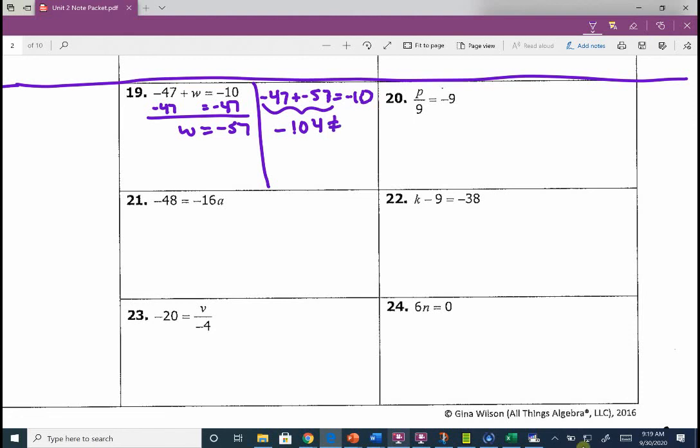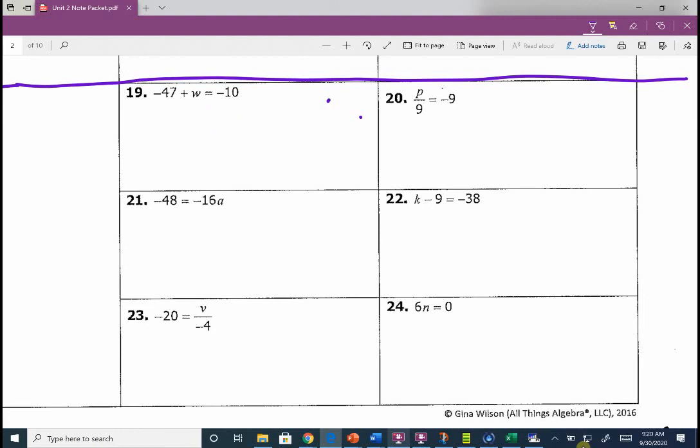Our goal, remember, is to get the variable by itself, so we've got to get the w by itself. In order to do that, I need to move the -47 to the other side. So the inverse, or the opposite, of -47 is going to be positive. So we're going to add 47 to both sides. -47 plus 47 gives me 0. That gives me w all by itself on the left. -10 plus 47 gives me +37.